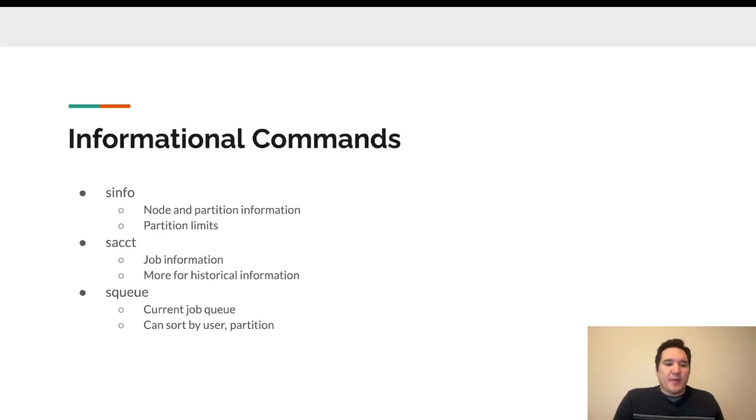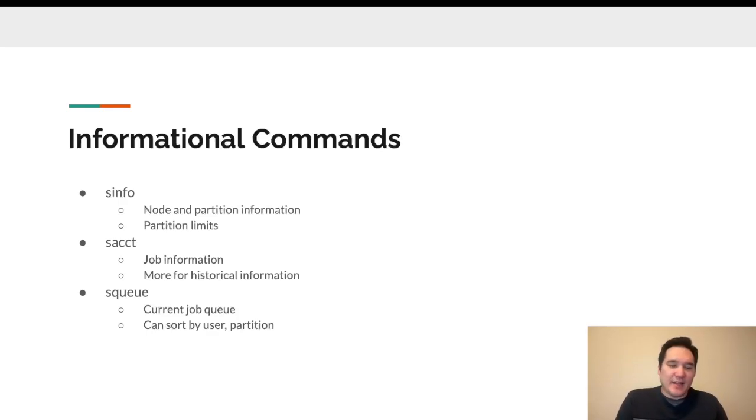So the three informational commands that I wanted to talk about are the sinfo command. This one gives you information about nodes and partitions. So it'll give you information about the state of the partitions, which ones are available, which ones might be down, and also which nodes are currently allocated, which ones might be down, drained, or idle. It'll also give you the partition time limits by default.